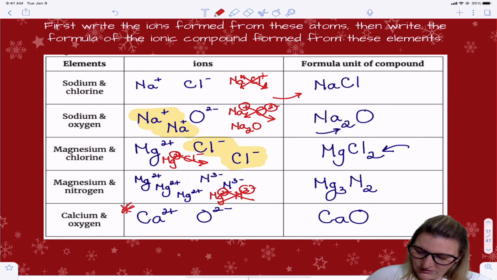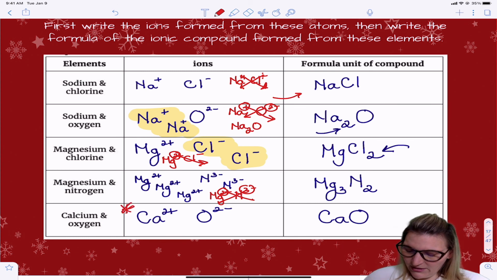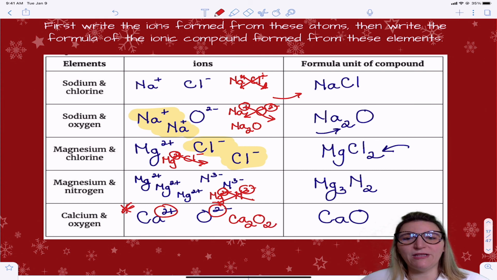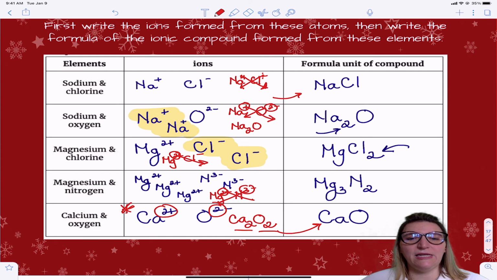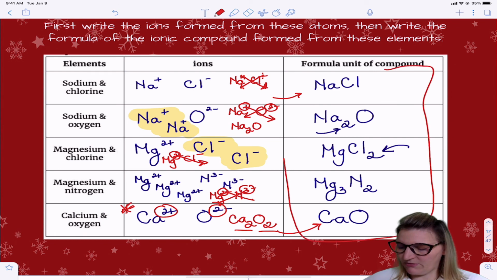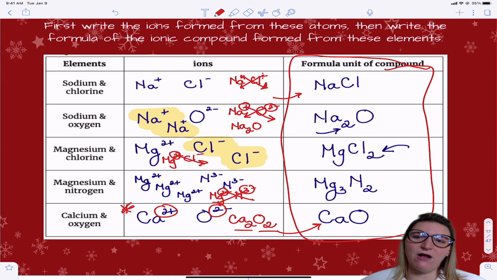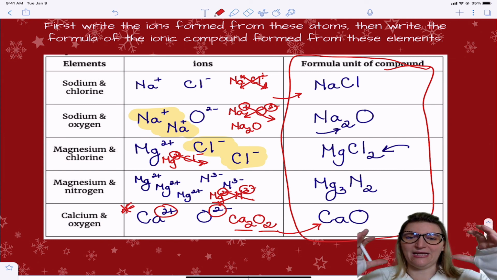This would be the exception to that little trick, because if I do my little trick with that, I would get Ca2O2. Remember what a formula unit is. The formula unit is the lowest whole number ratio. So if you could reduce them, if they're both even or they're both divisible by 3, then you should. And that's how I can get to CaO. We will do lots of practice with these, but remember the whole point is that we need a neutral compound at the end. So we need the same number of positive charge as negative charge in the compound.